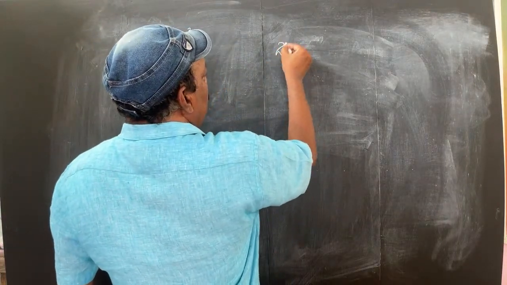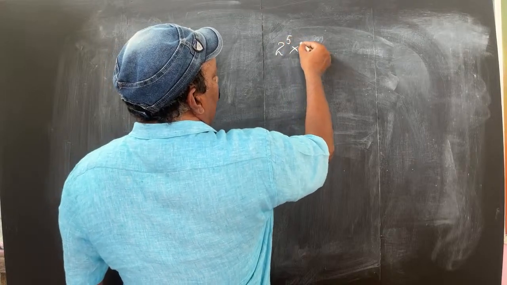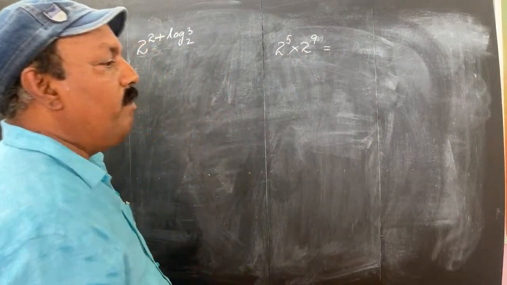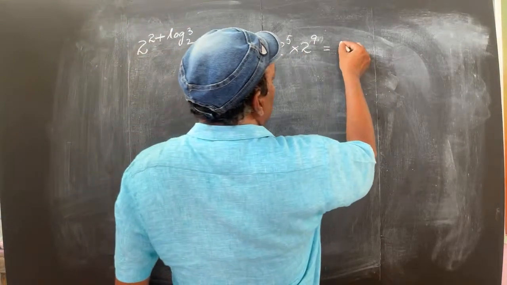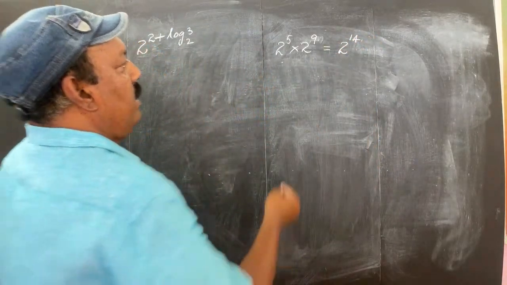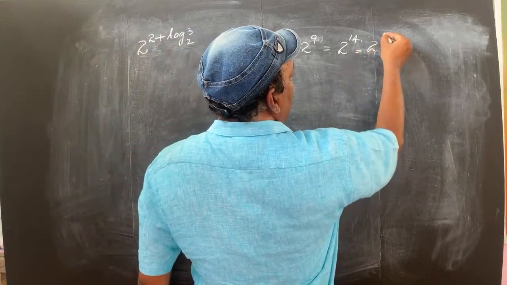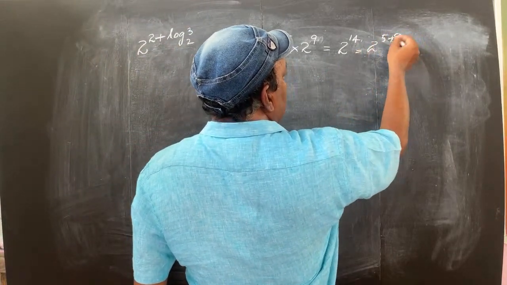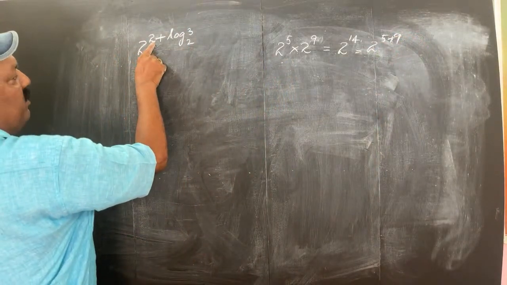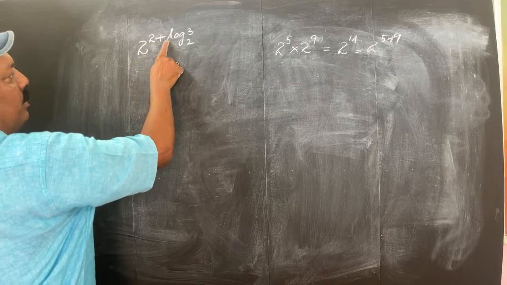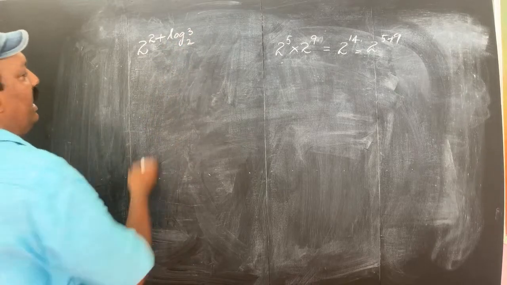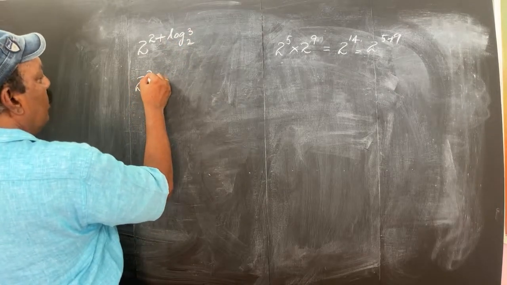What does that mean? 2 to the power of 5 into 2 to the power of 9, what will it be? Since the bases are the same, the powers should be added. Here it will become 2 to the power of 14. According to this formula, it will be 2 to the power of 5 plus 9; the powers are going to be added. Here the 2 having one exponent is 2, and the base of the log 3 base 2 is also 2 only. So that is the way we have to conclude.